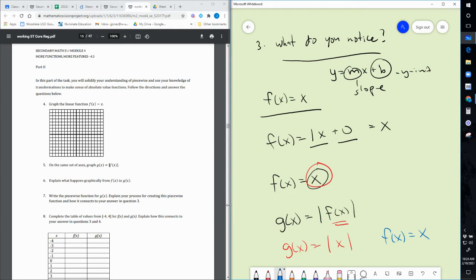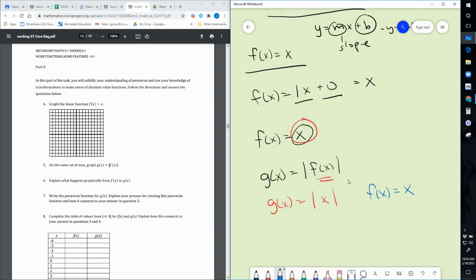Would be really nice, okay? The question is for number 6, so I should see the graph for number 5. Number 6, explain what happens graphically from f of x to g of x. In other words, what is the difference, right?